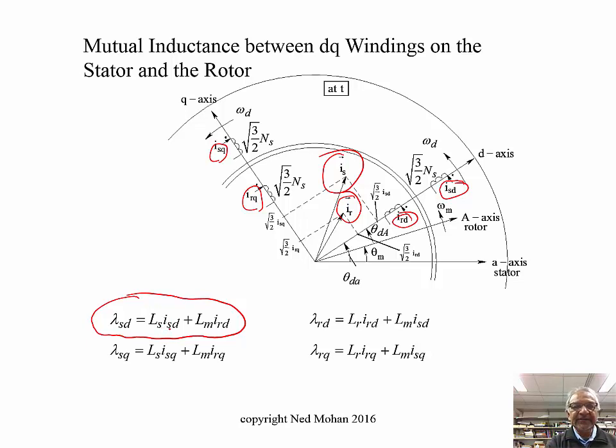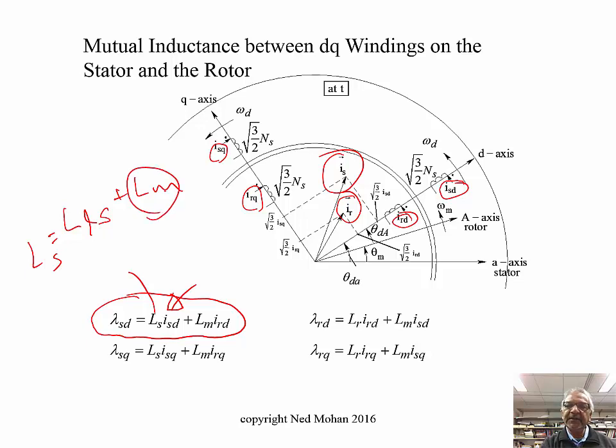The second thing we see is that the first term is due to the current in the stator D winding itself. Here L sub S is the leakage plus L sub m. So that's the self-inductance of the stator D winding, which takes care of not only the magnetizing flux, and that's where L sub m comes in, but also the leakage flux associated with the D winding, and that's where the leakage inductance comes in.